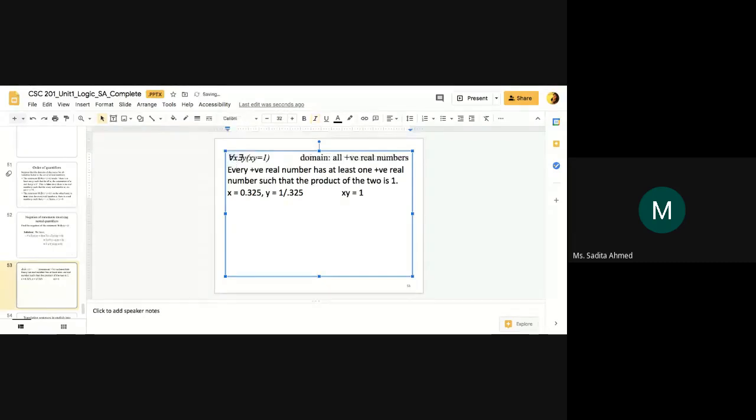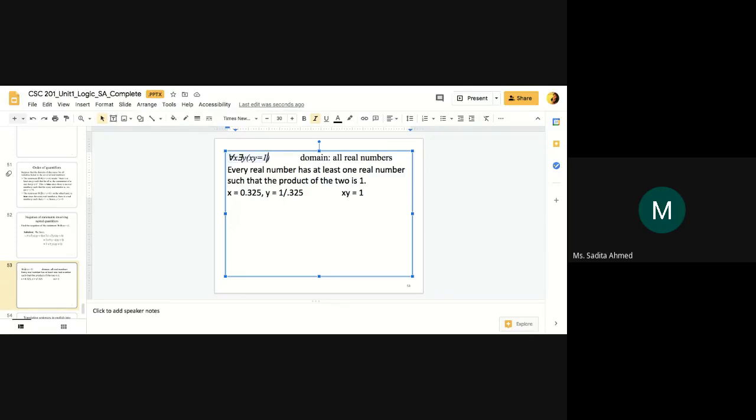Before that, let's talk about the domain of real numbers, why that was false. For the domain of real numbers, this was false because even though it's true for most real numbers, you still have one real number which acts as the counterexample, which is 0. If you take 0, for example, 0 multiplied with anything will give you only 0. It will never give you 1, right? So for this specific domain, this statement becomes false.